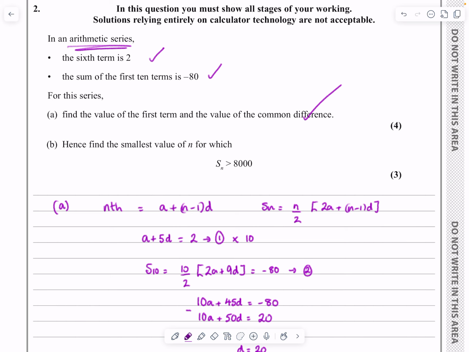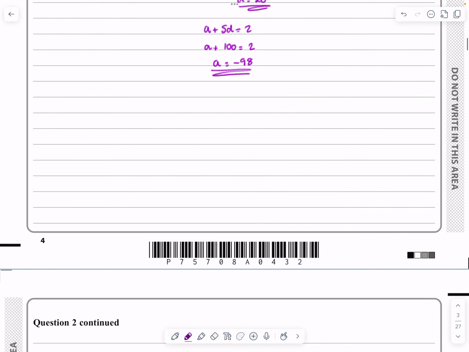And then part B, they said, find the smallest value of n for which the sum of n terms is greater than 8,000. Okay, yeah, done lots of these. So for part B, I want the sum of n to be greater than 8,000. And remember, the sum of n is n over 2, (2a plus (n minus 1)d), so that's going to be greater than 8,000, but we know a and we know d now. a is equal to minus 98 and d is equal to 20.